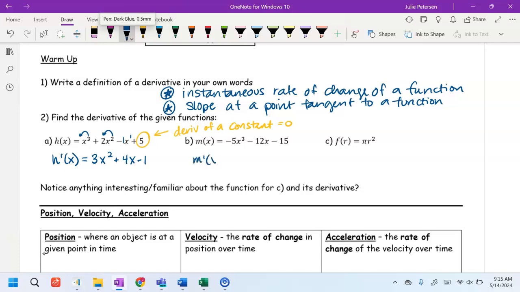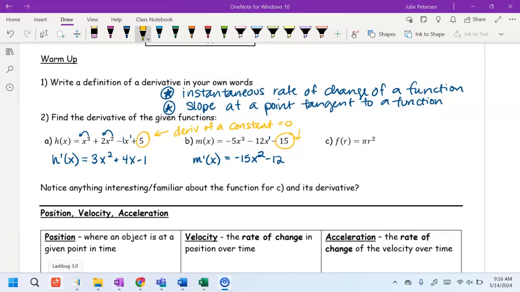M prime of x. Again, bring that 3 out front and multiply it times the negative 5, so negative 15, and then drop the power of 3 to 2. For the next term, the negative 12x, that's a power of 1, so it's just going to be minus 12, and the x disappears. And then again, the derivative of this constant is 0, and we are done finding our derivative. So just keep in mind, every time you do this, the power should drop by 1 for every term.